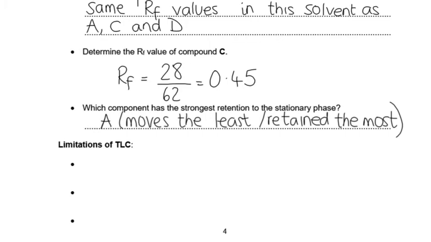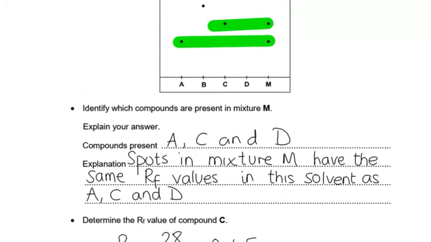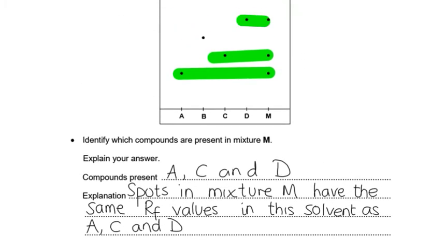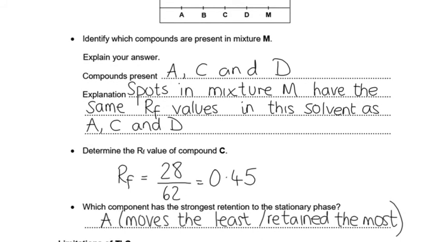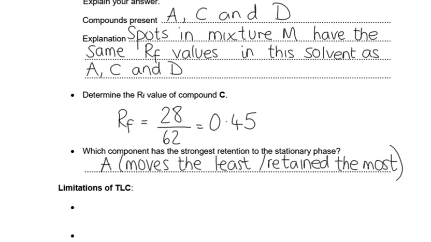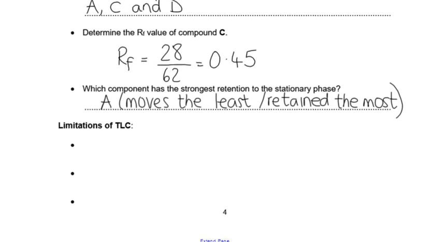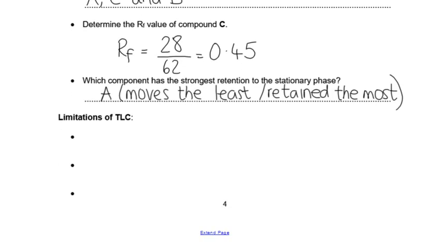And we can say that A had the strongest retention because it's gone the least distance, therefore it was the least soluble in the moving phase. Remember, it's a balance between solubility and retention, and if it's the least soluble, it's the most retained, and so that was our component with the strongest retention.